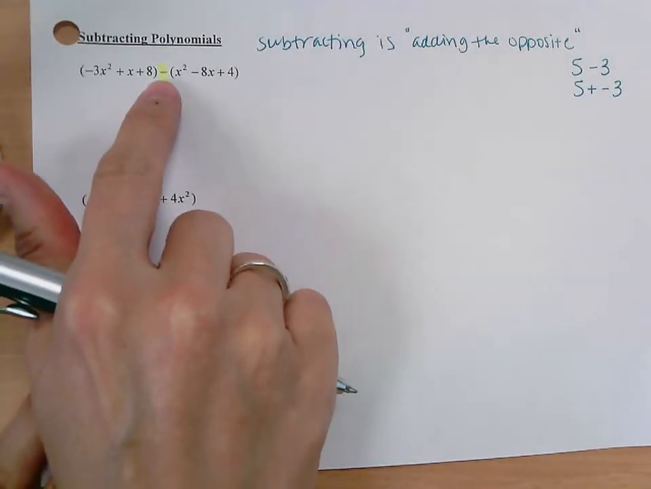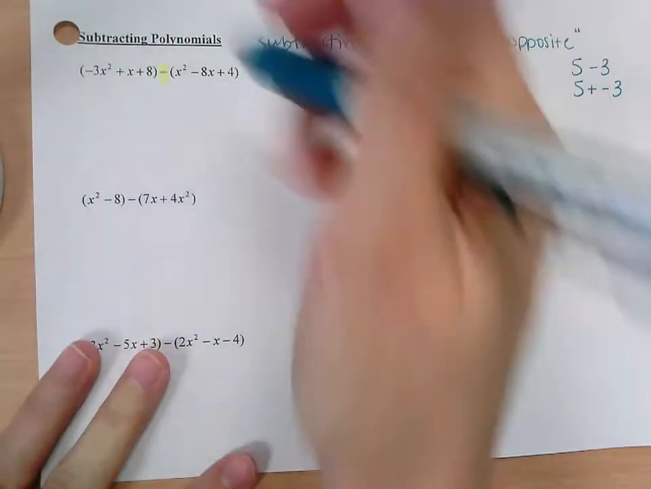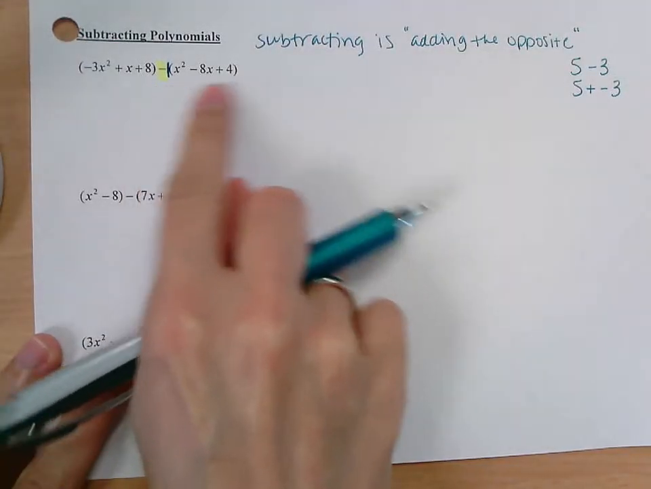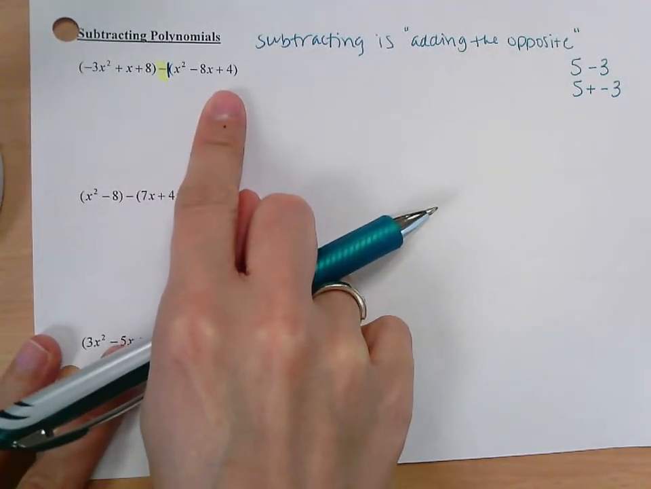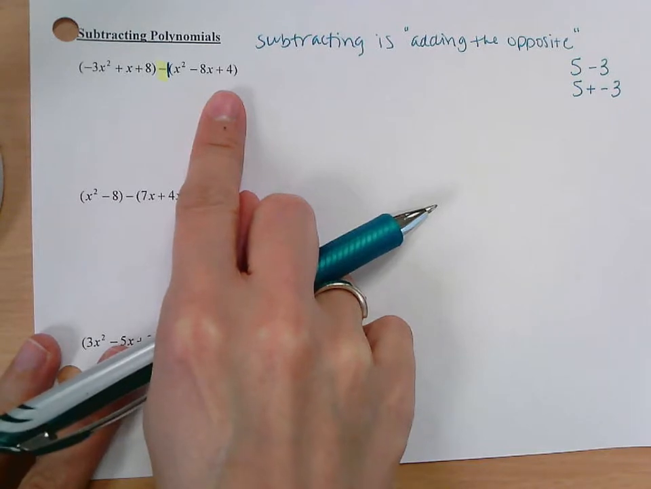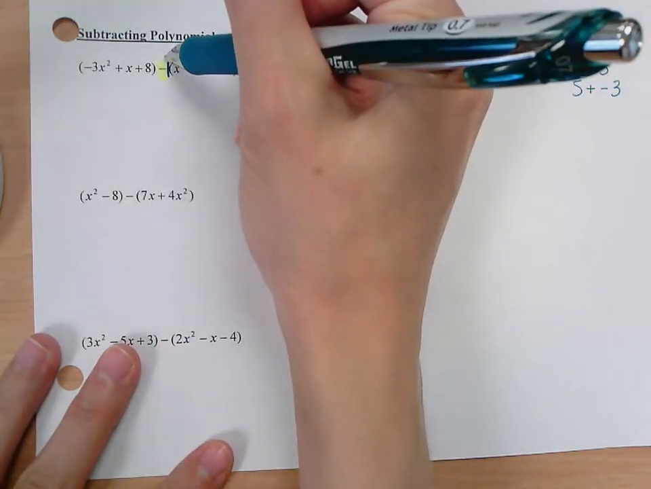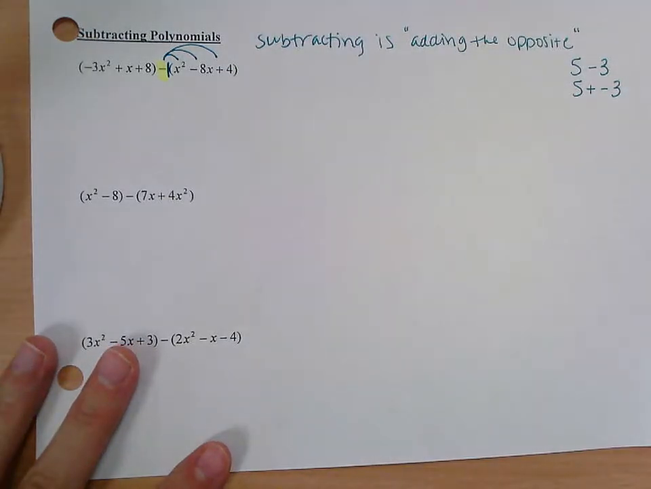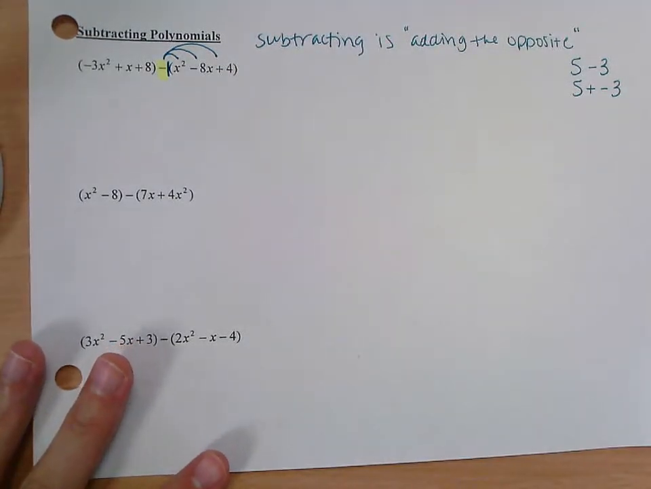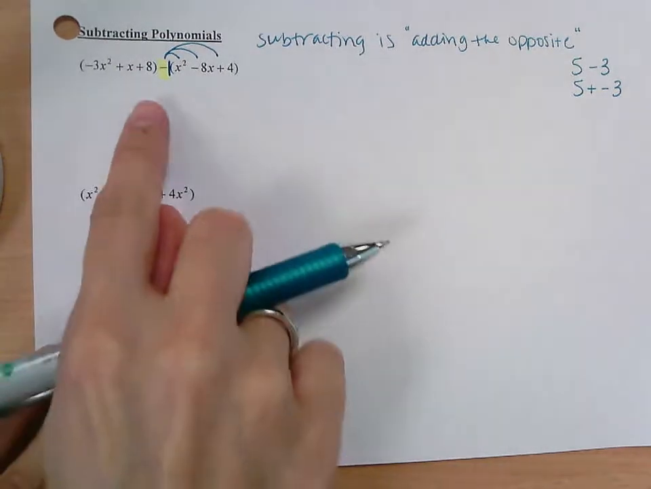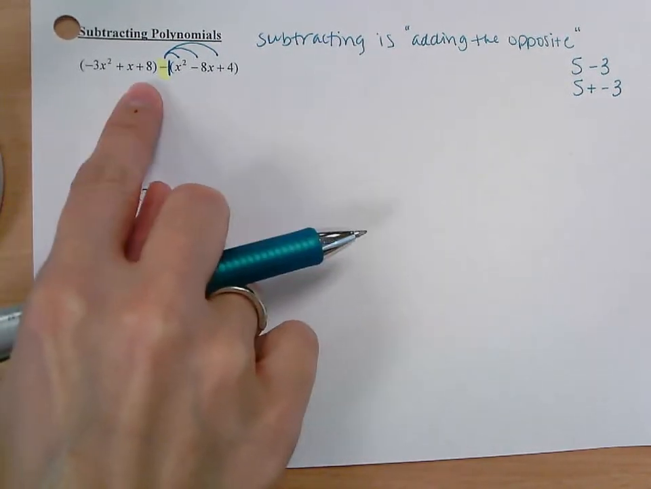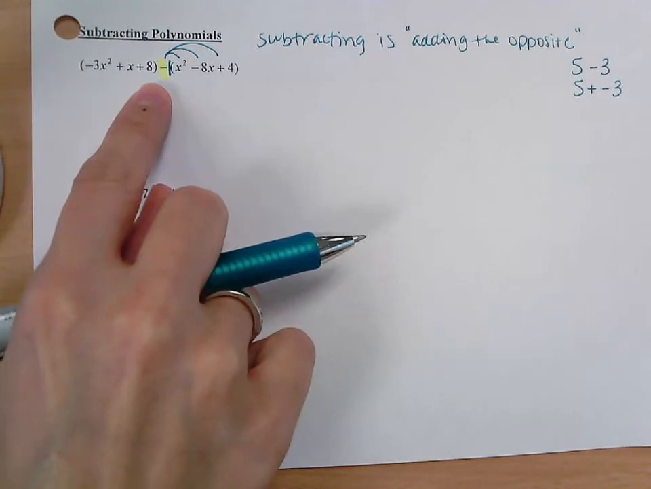So to do that, when you see that negative sign there, that means there's like a negative 1 in front of that second polynomial, that second set of parentheses. And I am going to distribute that negative 1 to everything inside of that second polynomial. And then I'm going to rewrite this. So I still have my first polynomial. This is not changing.